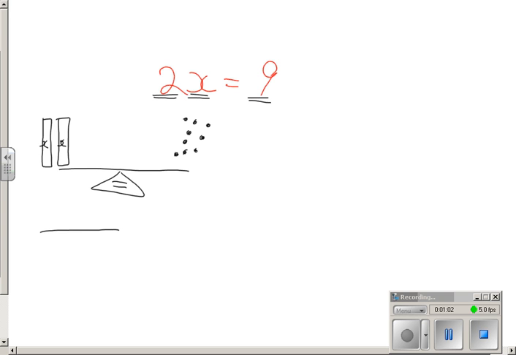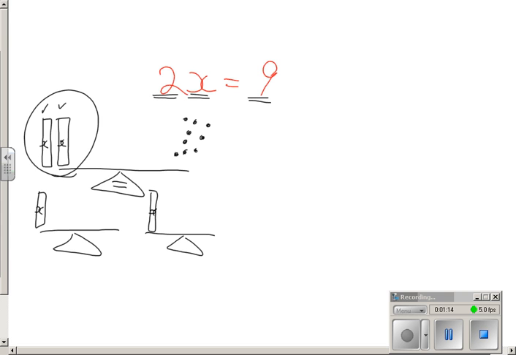So when I have just a coefficient, I want to divide these x's into mini scales, so to speak. I'm going to have an x here and an x here. So I've divided everything on this side onto new, smaller scales. Because I've done that, I have to take all of this and divide it equally onto the scales as well. So we have 9 there.